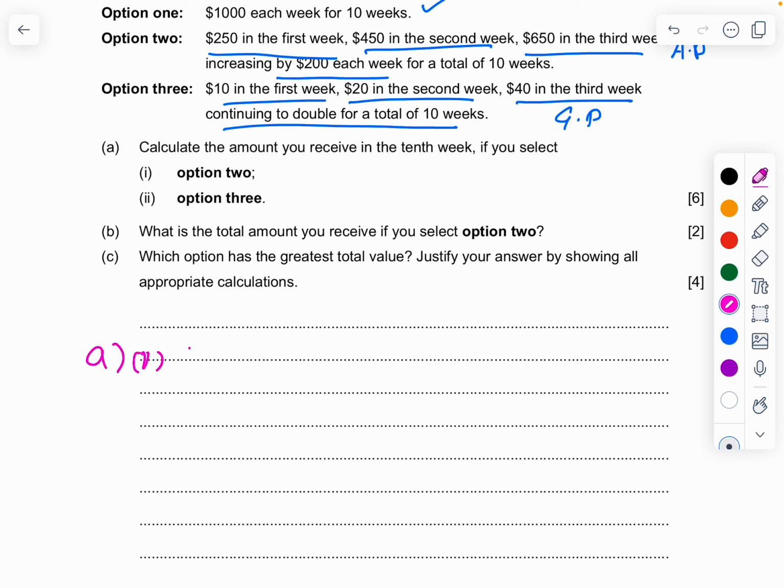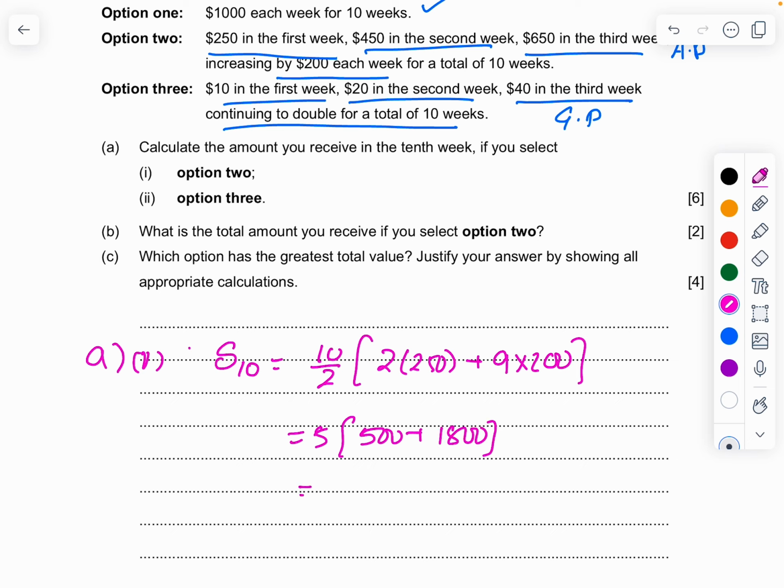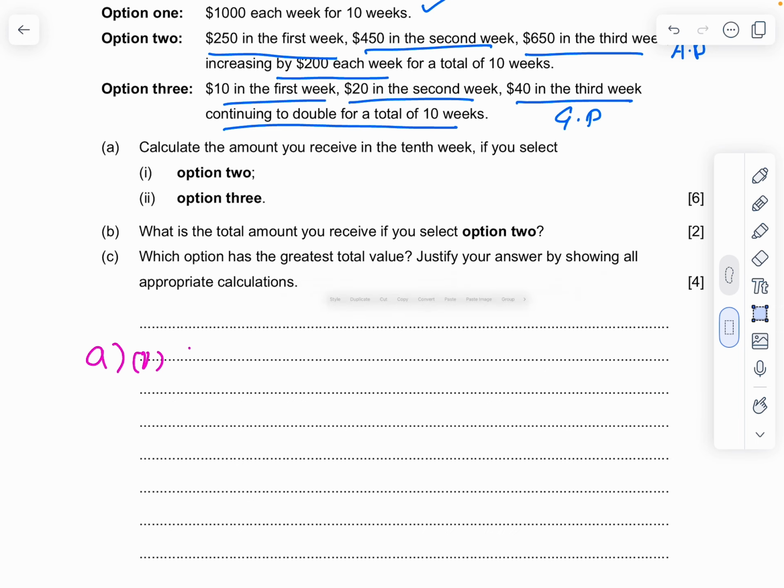Option 2, so in 10 weeks. So what am I going to do? S10 equals 10 upon 2 times 2u1, where u1 is 250 plus n minus 1, 10 minus 1 is 9, times 200. So it's going to be 5 times 500 plus 1800. But the question says calculate the amount in the 10th week. It is not the total. So we just want only the 10th week, so we are not finding the total.